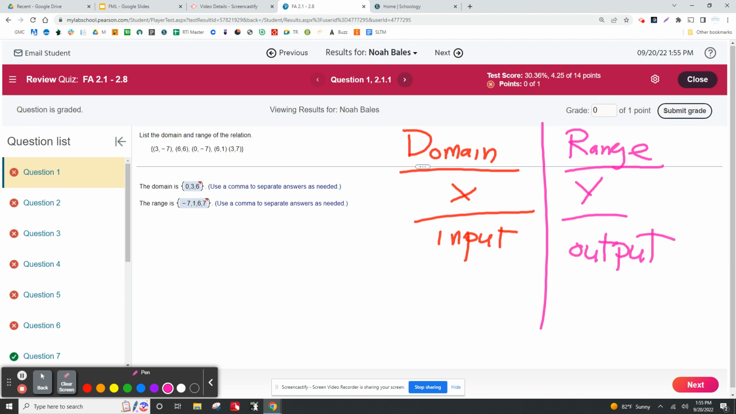Well, guess what? These are all in alphabetical order. Domain before range, x before y, input before output. That's how I remember which one goes with which. I was confused about this most of my high school career.